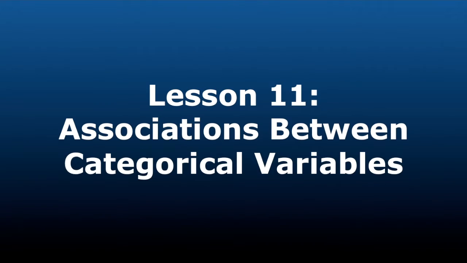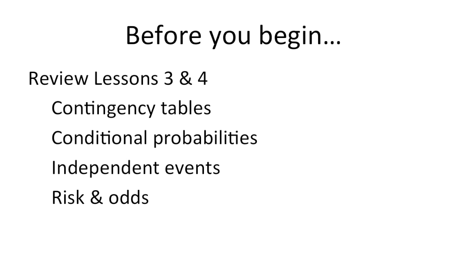Welcome to Lesson 11, Associations Between Categorical Variables. Before you begin Lesson 11, I strongly encourage you to go back to review Lessons 3 and 4. Specifically from Lesson 4, Contingency Tables, Conditional Probabilities, and Independent Events, and from Lesson 3, Risk and Odds. These are all concepts that you're going to see again in Lesson 11.